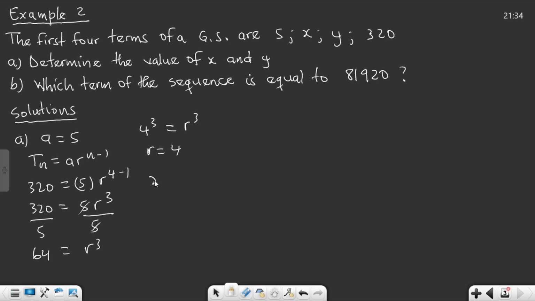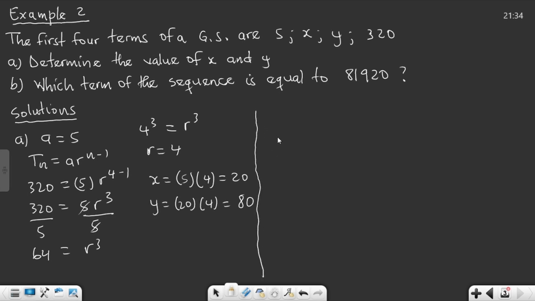Now to get the value of x, you take the previous term, which is 5, you multiply it by the common ratio, which is 4, and x is equal to 20. Now to get y, you take the previous term, which is x, and x is 20. You multiply it by the common ratio, and y is equal to 80. Can you see that? Okay, now let's move on to the next question, which is question B.